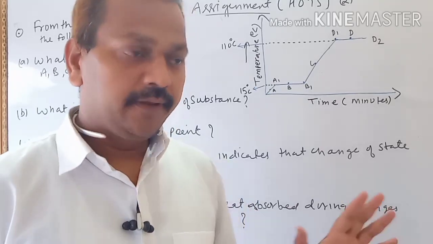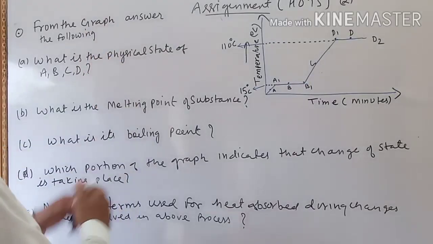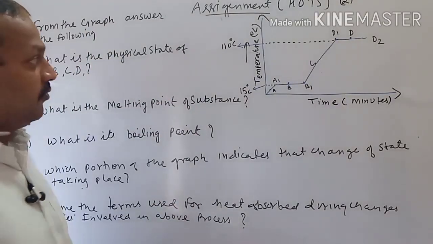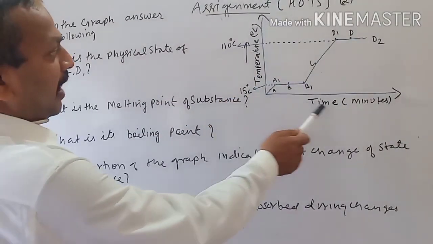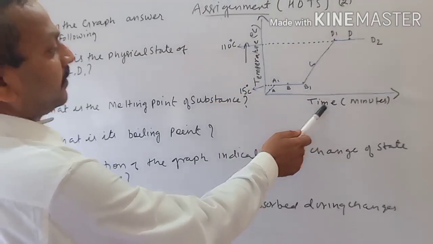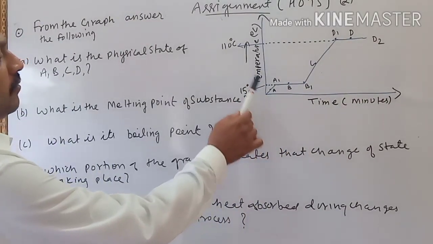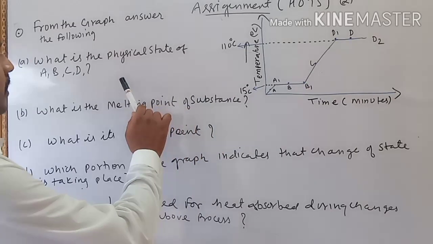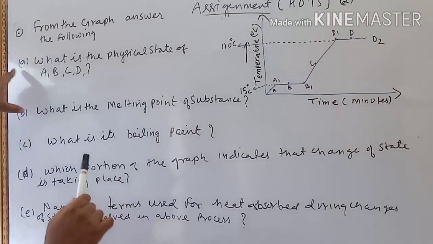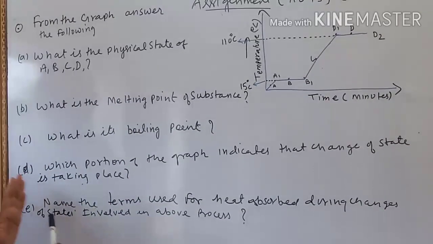Okay, so see this. Here is a graph between temperature and time. So this is a graph of temperature versus time. On the basis of the graph we will answer questions. So from the graph answer the following. There are 4 or 5 questions.